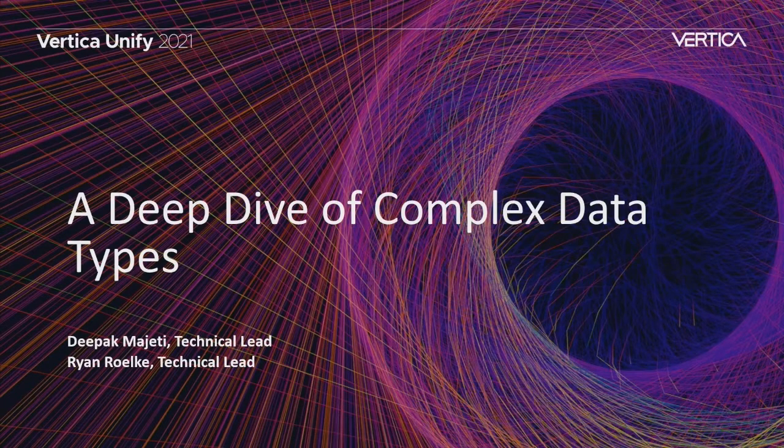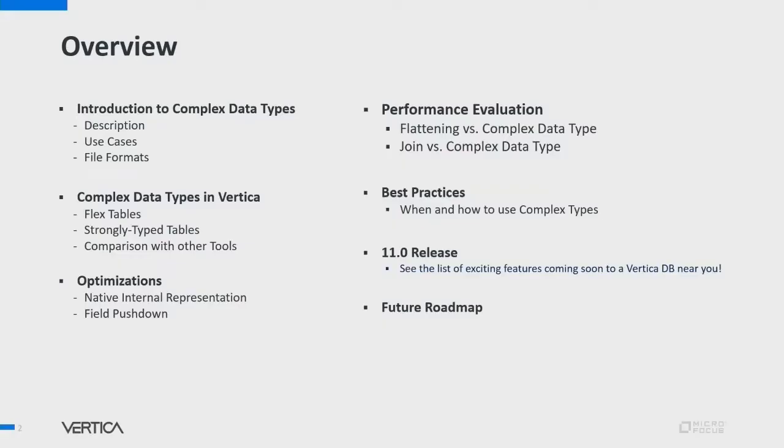Thank you, Paige, for the introduction. This is the overview of our talk today. First, I'll give an introduction to complex data types. Then I'll quickly cover the support we have in Vertica for complex data types. And then we'll talk about some of the optimizations that we implemented to get good performance with complex data types. Then we'll move on to some performance evaluation, and stay tuned for this section because we found some pretty interesting results using complex data types compared with traditional techniques. Then we'll talk about some best practices on when and how to use complex data types. And then we'll cover what is coming in the 11.0 release, and we'll talk about some of the feature work that we're doing in the roadmap ahead.